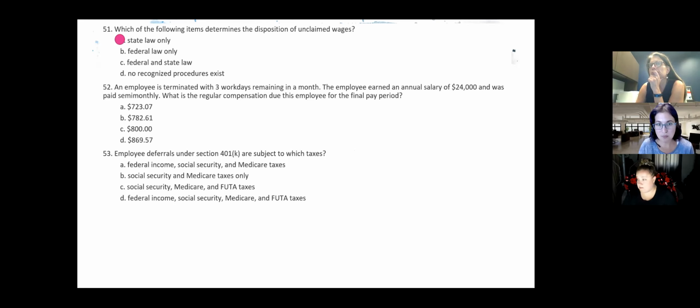Number 52, there's many different ways to do this, so pick your favorite. An employee is terminated with 3 workdays remaining in a month. The employee earned an annual salary of $24,000 and was paid monthly. What does the regular compensation come to for this employee for the final pay period? Again, many different ways to do this. Your way is probably not wrong. So do your thing, and we'll see if we come up with the same answer.